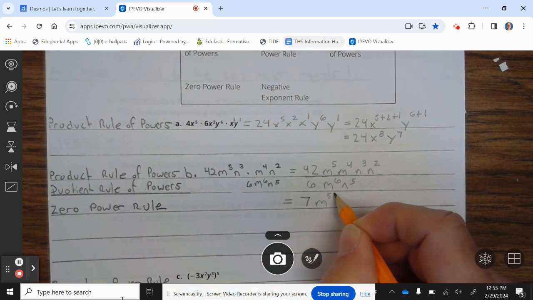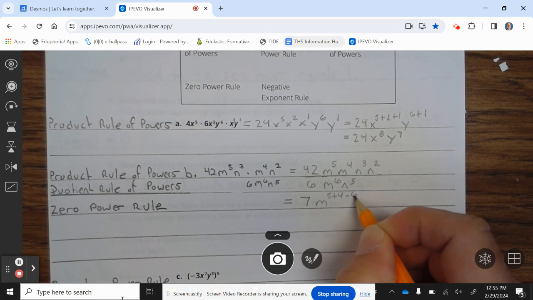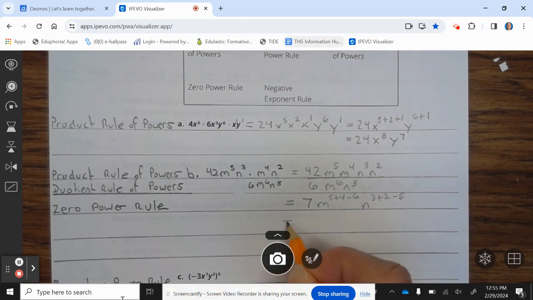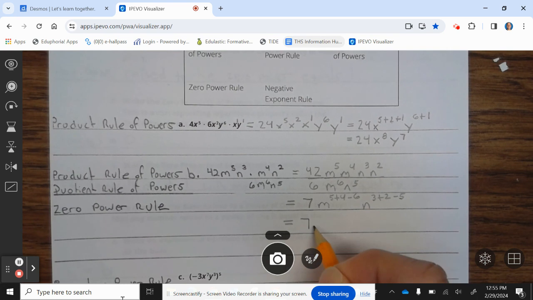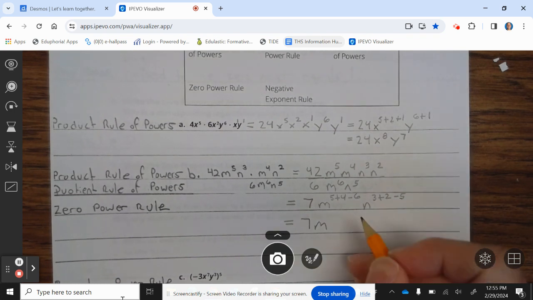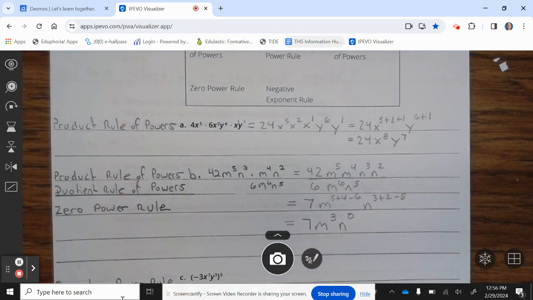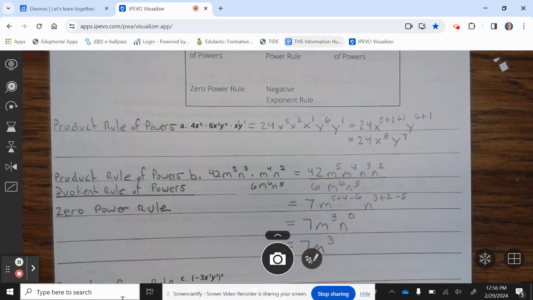to the 5 plus 4 minus 6, n to the 3 plus 2 minus 5, which equals 7 times m to the 9 minus 6, which is 3. And then n to the 3 plus 2 minus 5 is 0, which equals 7 times m cubed.